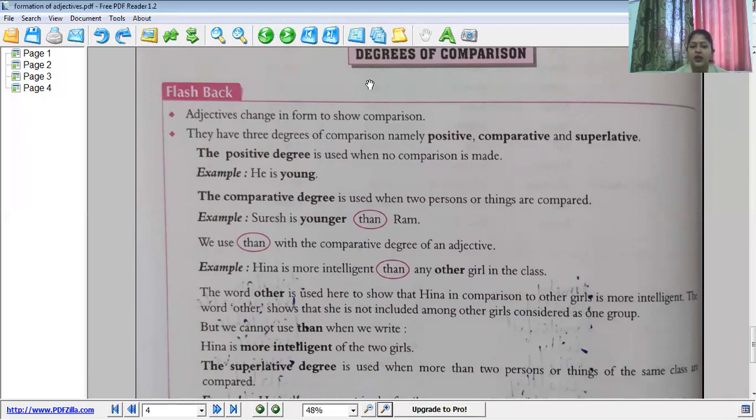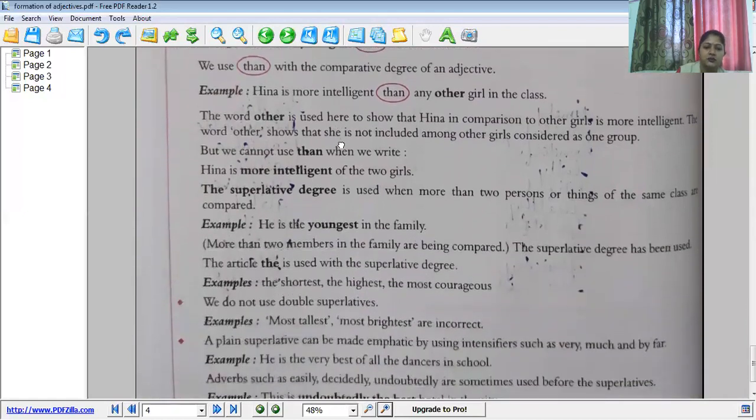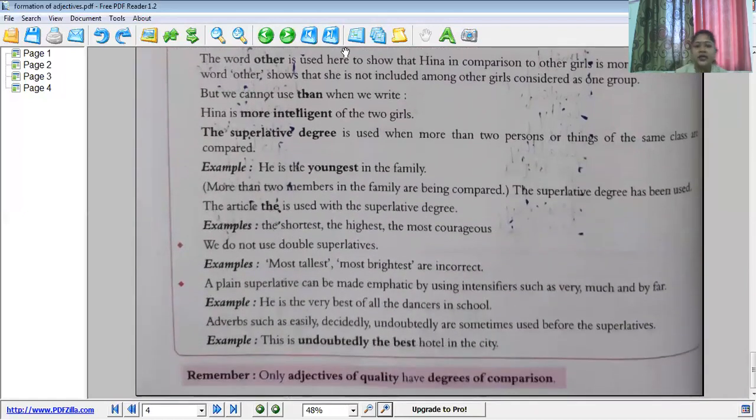Okay, now when do we use superlative degree, children? We use superlative degree when more than two people, two persons or things of the same class are compared. Okay, and we'll see the examples here. He is the youngest in the family. So more than two members in the family are being compared. The superlative degree has been used.